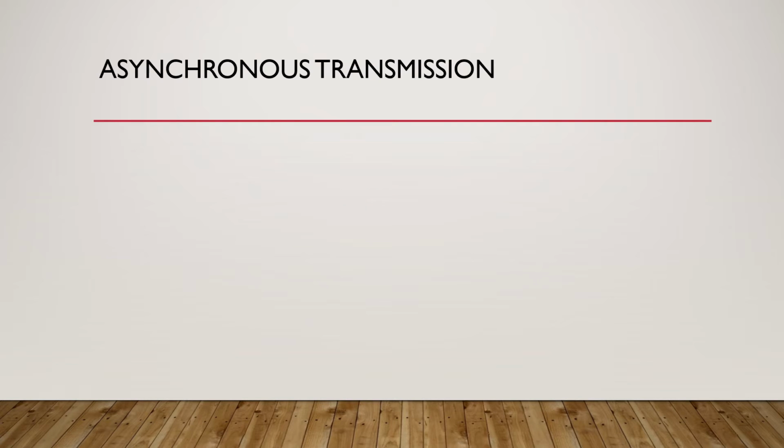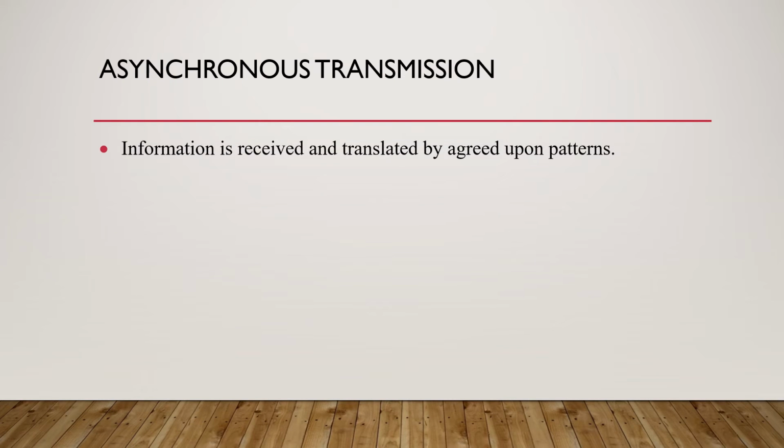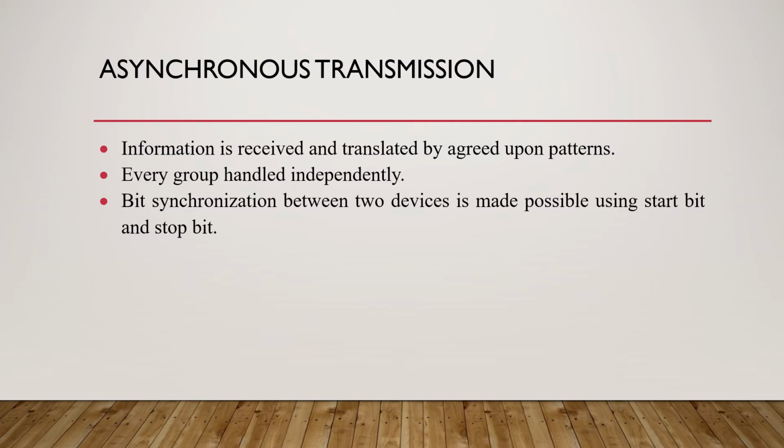There are two types of serial transmission. First one, asynchronous transmission. In asynchronous transmission, the timing of the signal is unimportant. Instead, information is received and translated by agreed upon patterns. Patterns are based on grouping the bit stream into bytes. Every group is handled independently. Asynchronous transmission sends only one character at a time, where a character is either a letter or number or control character, that is, it sends one byte of data at a time.